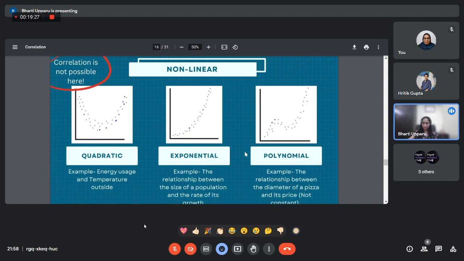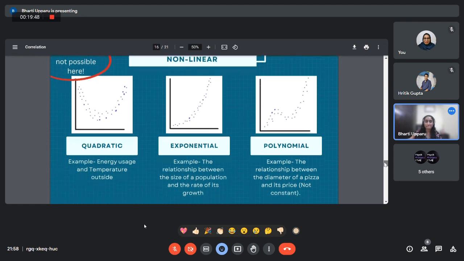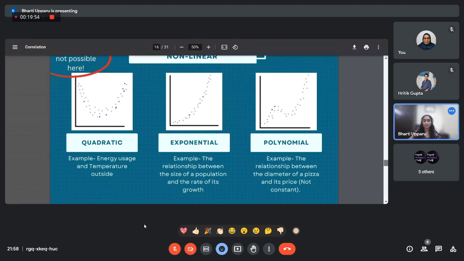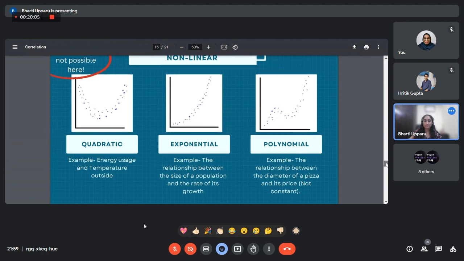And the other one is a polynomial relationship, where you can speak about the relationship between the diameter of a pizza and its price. It's not constant: it might increase a little, then become constant, and again increase further. So this is a polynomial graph. Even though this is not used in correlation, it's better to know, as we'll be studying them when we study more on interpreting data.